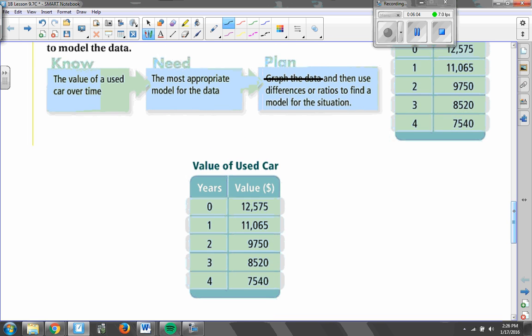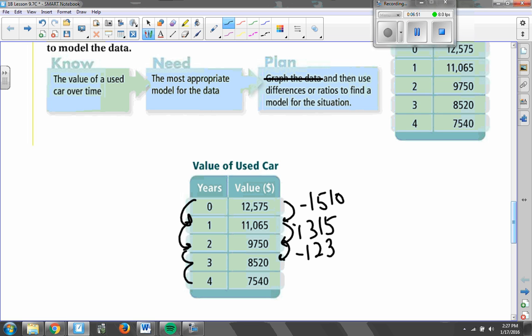So I have put my table of values here, so I have some space to work. And I'm going to look at my y values, which really is value in dollars, because my years are just going up by 1, up by 1, up by 1, up by 1. Okay? My values of these cars, if I go from year 0 to year 1, I drop by $1,510. From year 1 to year 2, I drop by $1,315. From year 2 to year 3, I drop by $1,230.